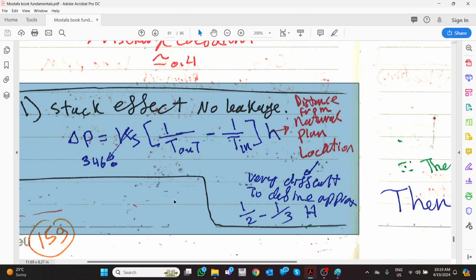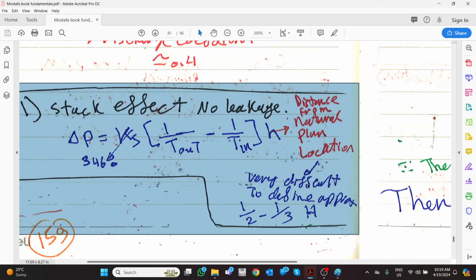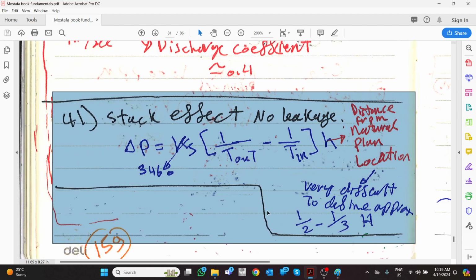Okay, and we discuss why. So delta pressure is what? Delta pressure is Ks, which is a factor, by the way, 346 in SI units, multiplied by 1 over T out in Kelvin minus 1 over T in in Kelvin, multiplied by the distance you want to study, for example, the full height. The distance is measured from the neutral plane, which we already discussed. It can be from this one to this one, which creates the pressure.